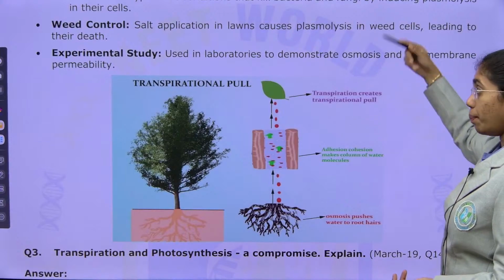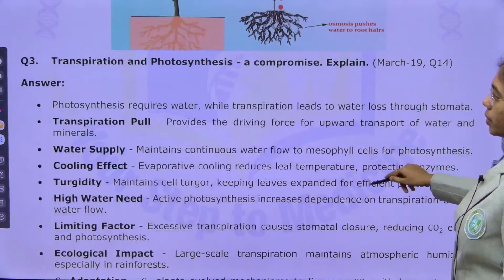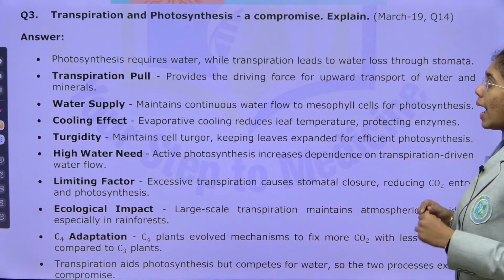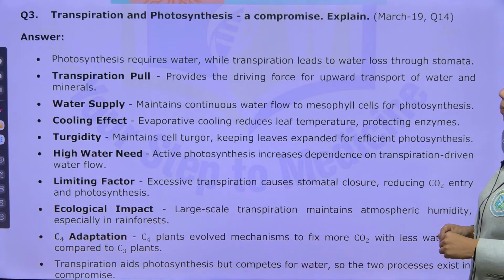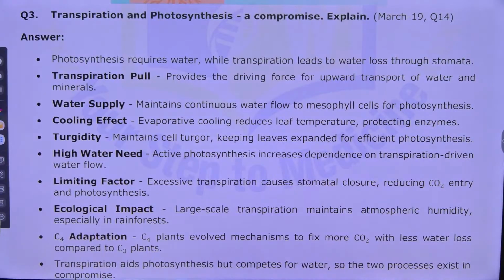So, this is one diagram which is for the previous question where we have learnt transpiration pull, right. Next, here is a question: transpiration and photosynthesis is a compromise. Explain about it. One time asked question.